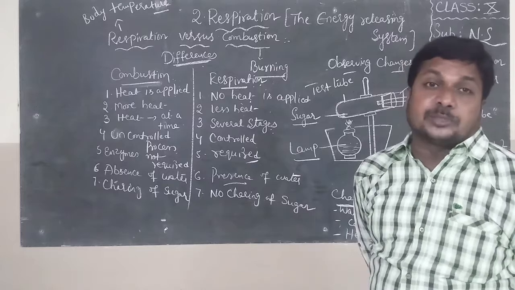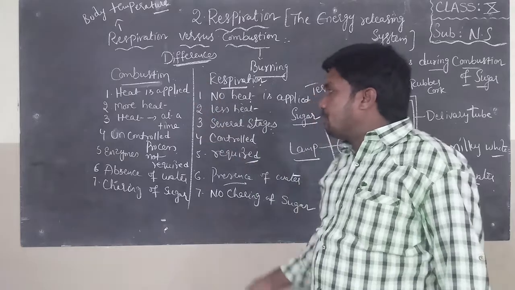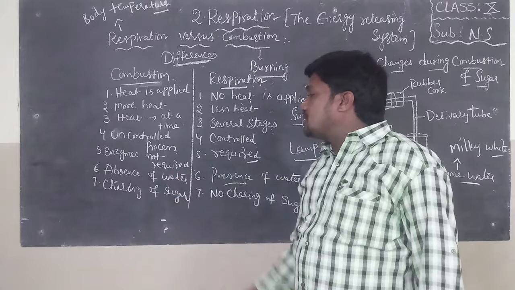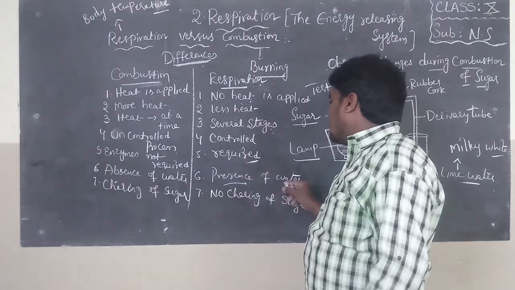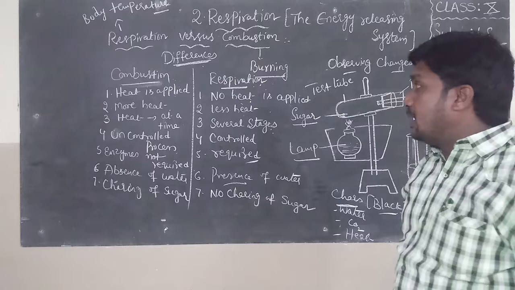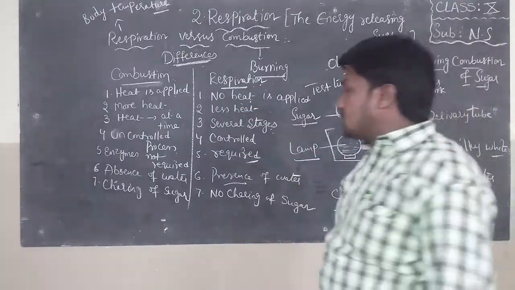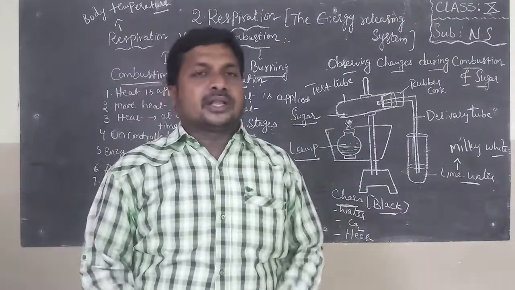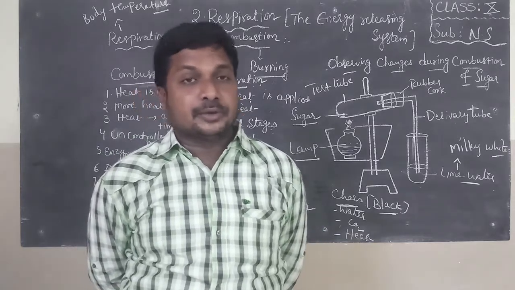We cannot control combustion on our own, but we can control our respiration. The controlling power of respiration helps us to do yoga. Enzymes are not required for combustion; for respiration, enzymes are required. Combustion takes place in the absence of water; respiration takes place in the presence of water. Charring of sugar, where sugar turns black, takes place in combustion; no charring of sugar takes place in respiration. So these are the differences between combustion and respiration. Thank you, children. In the next class I will explain about aerobic respiration. Thank you.